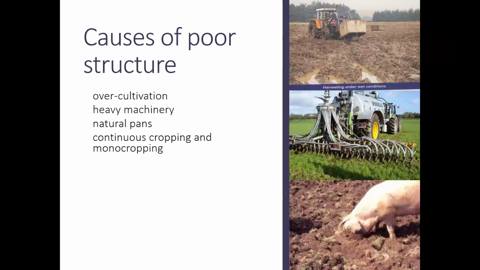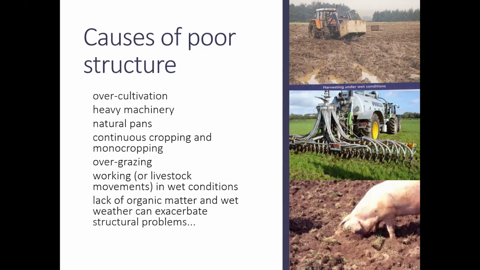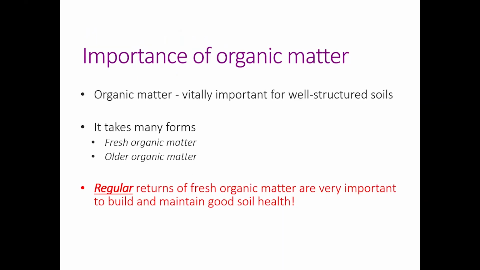Continuous cropping, monocropping, working in wet conditions or livestock movement in wet conditions, overgrazing, lack of organic matter returns, and wet weather can all make structural problems worse. So let's talk a little bit more about some of the things that you can do to improve soil structure and to improve soil health.